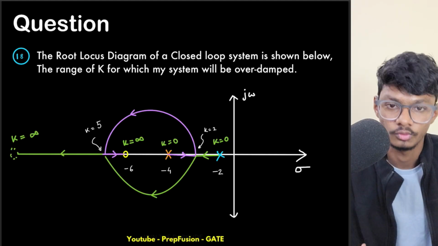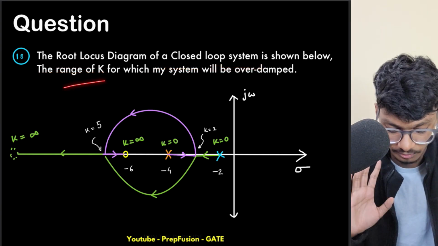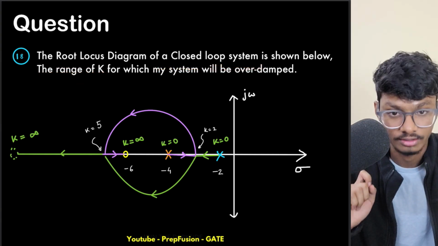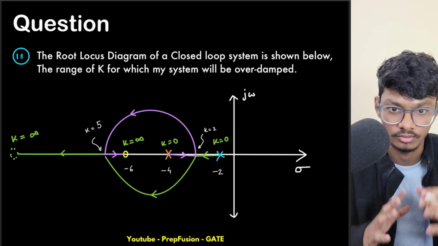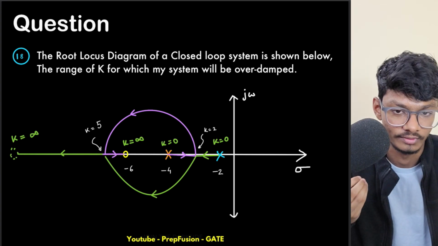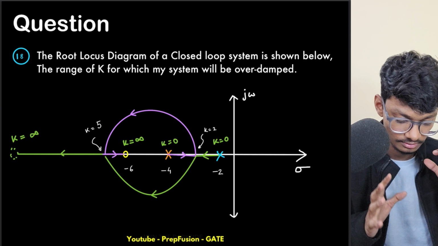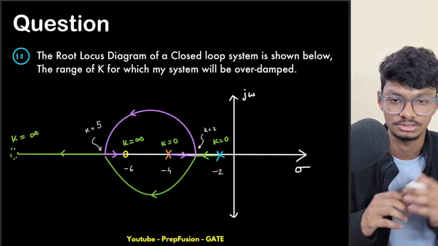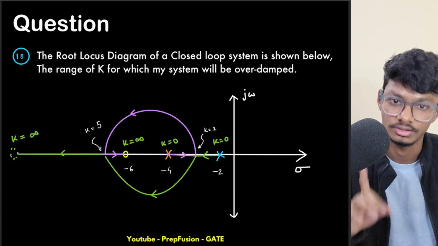So what is this next question telling us? Next question is telling that the root locus diagram of a closed loop system is shown below. We have to find the range of k for which the system will be overdamped. Now, what do we mean by overdamped? First of all, where have we studied the concept of damping? Damping is studied in the second order system. So this should be a second order system. Is this a second order system?